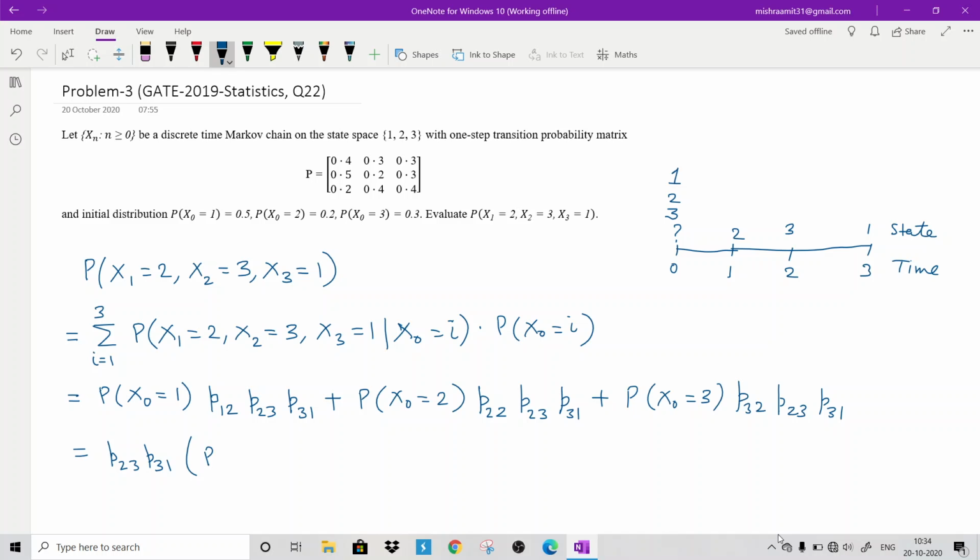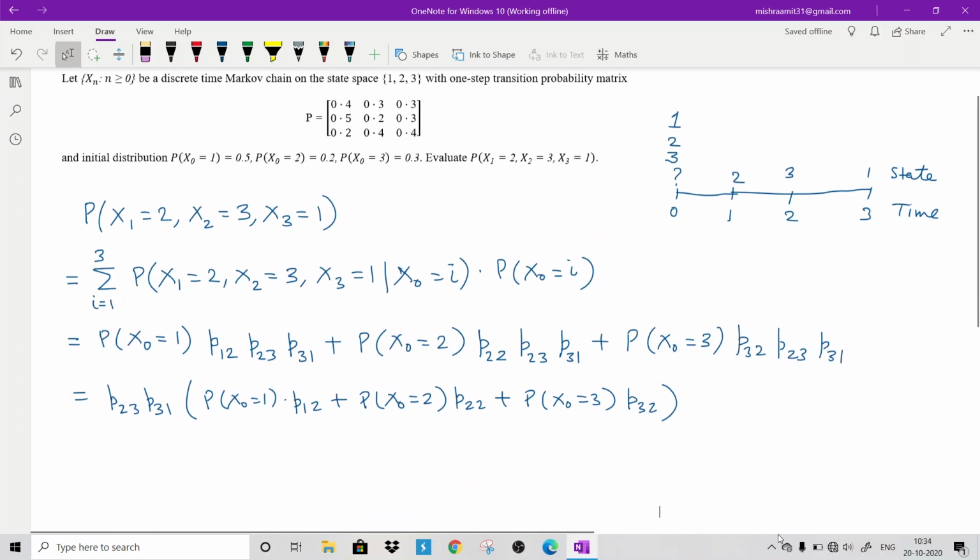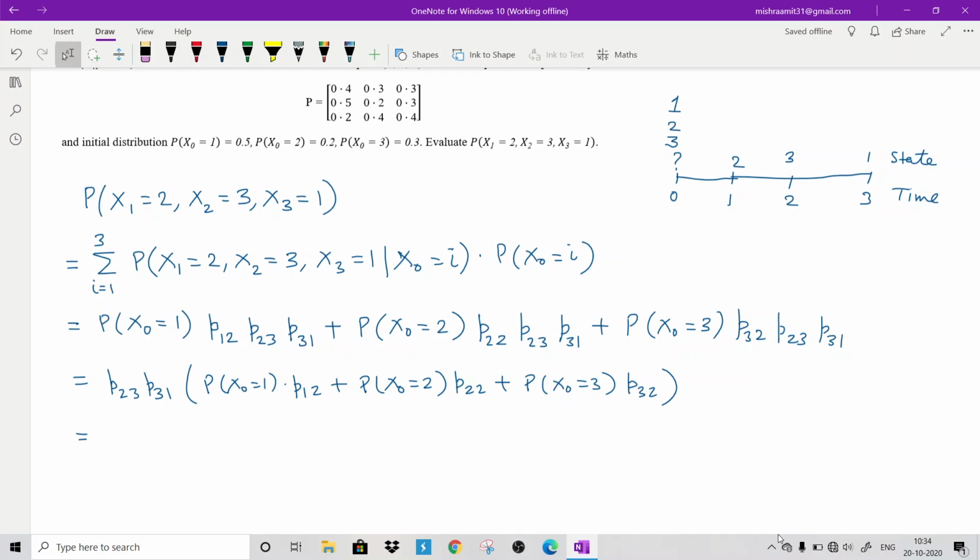So what we are having is P(X0 = 1) multiplied by P12 plus P(X0 = 2) multiplied by P22 plus P(X0 = 3) multiplied by P32. All these things, 2331, 2331 and 2331, are common. Now we have to just put in the values of these probabilities. So what is P23? 2 to 3, that means it is 0.3. You are moving from 2 to 3. Then 3 to 1, it is 0.2.